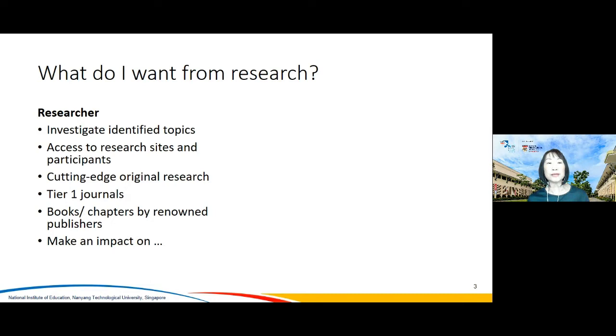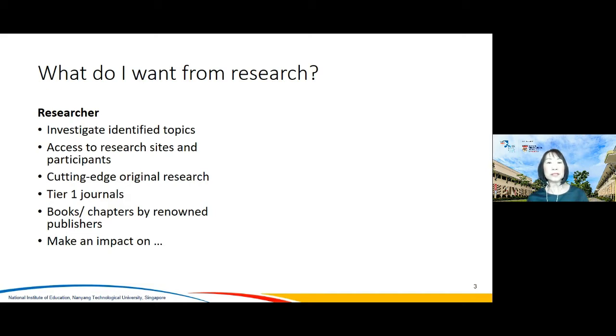We also want to have access to research sites and participants. We want to do cutting edge original research. We also want to be able to publish in tier 1 journals. We want to be able to publish books and book chapters by renowned publishers.